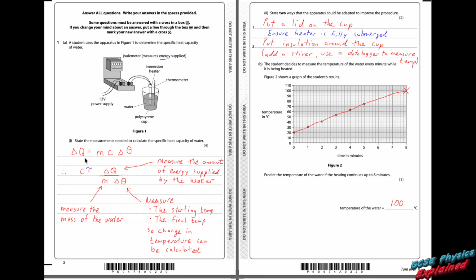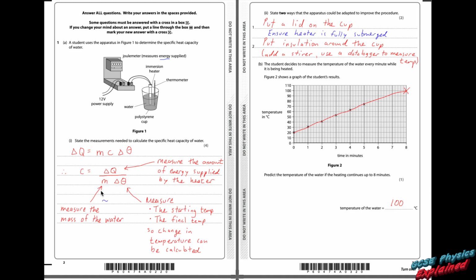Well, if you can, I always base my explanation on a calculation. So this calculation is the change in the heat energy equals mass times specific heat capacity times the change in the temperature. We need to rearrange that to find the specific heat capacity. So in order to find the specific heat capacity, we obviously need to measure the amount of energy supplied by the heater.